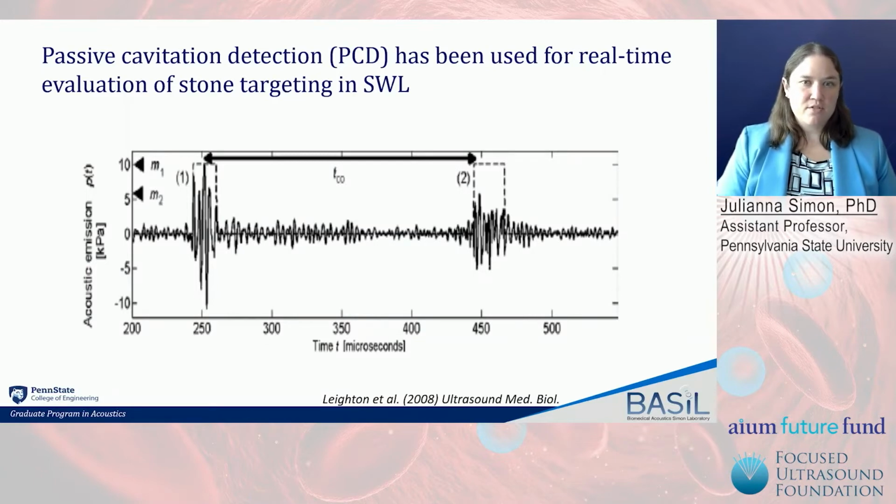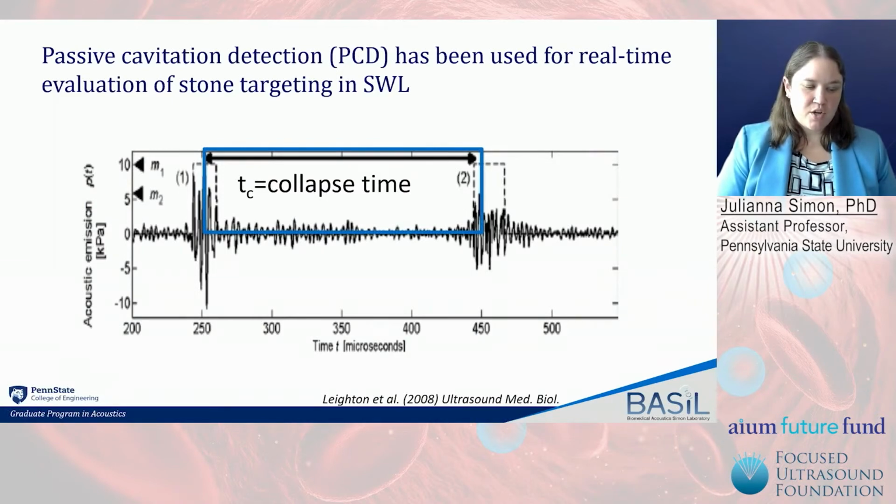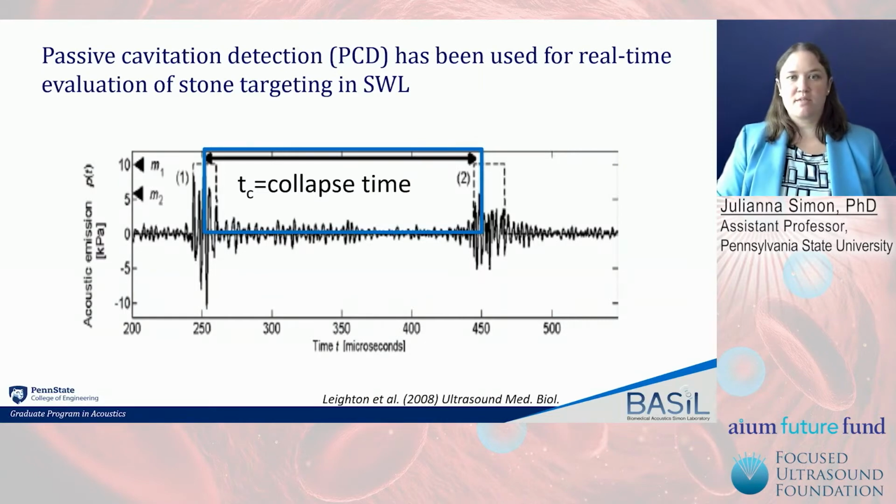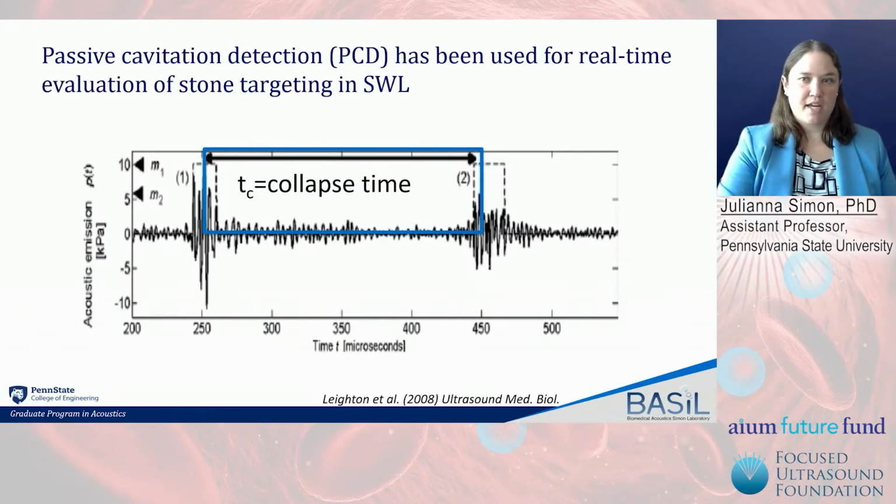This is out of the Leighton group that shows that this is a passive cavitation map. They found that certain metrics of this PCD can be used to evaluate how well the stone's targeted in the shockwave lithotripsy unit. So the first signal that we're seeing is really the shock interacting and reflecting from the stone. Then we have some time before we see the bubble collapse and rebound. One of the metrics they found that was useful is looking at this collapse time. This is showing not only the interaction with the tissue path, but also the bubbles are theoretically supposed to expand during this time before they collapse.